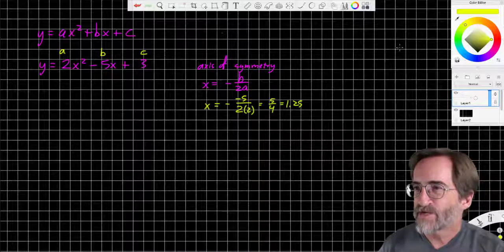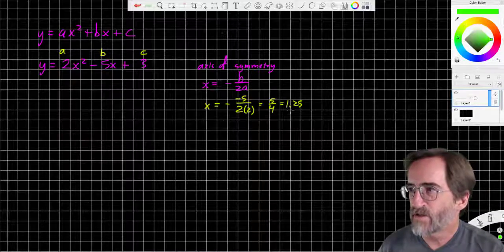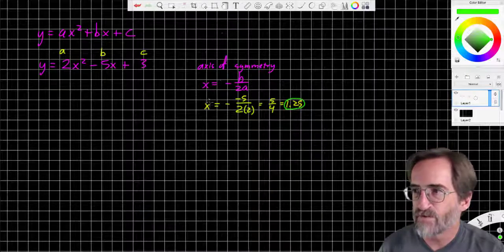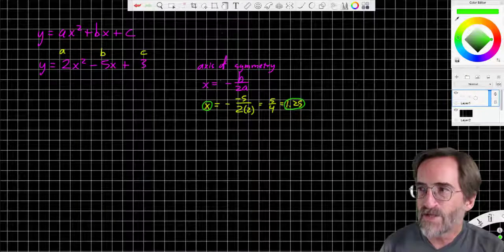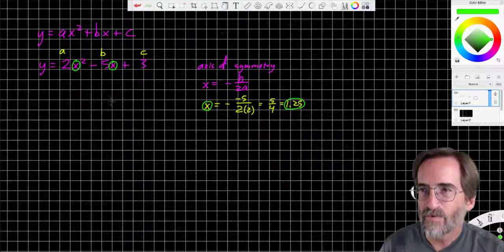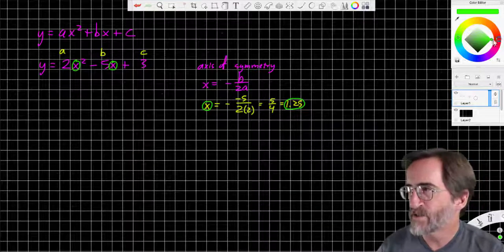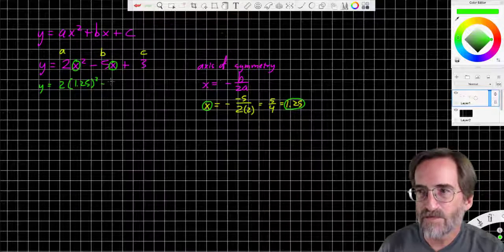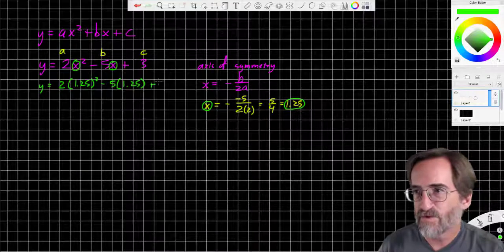Once I have the axis of symmetry, I can plug that in to find what we call the vertex. The vertex is a point. I'm going to take 1.25 and put it in for x. So let's go ahead and do that here. Y equals 2 times 1.25 squared minus 5 times 1.25 plus 3.